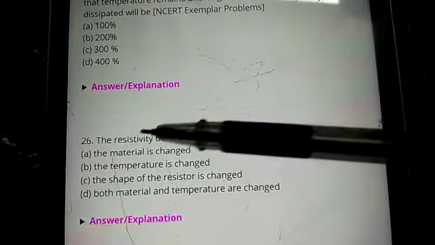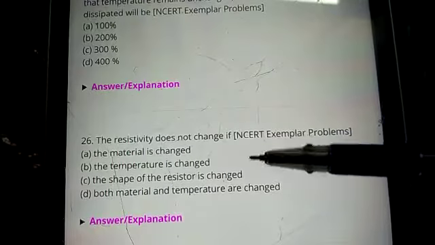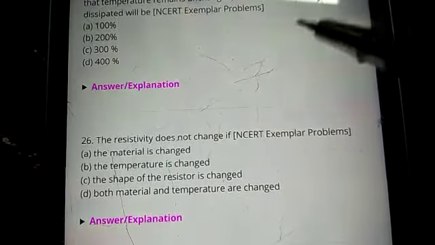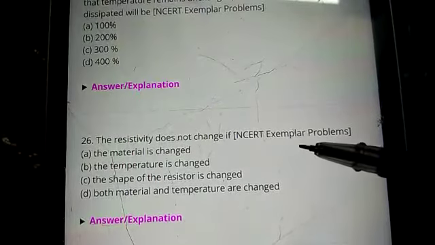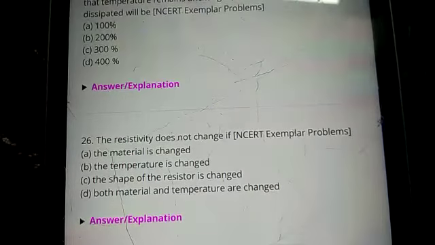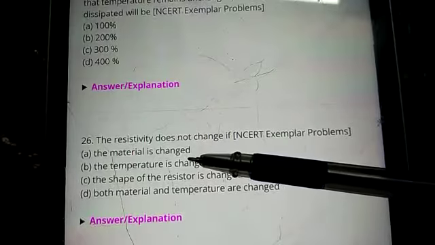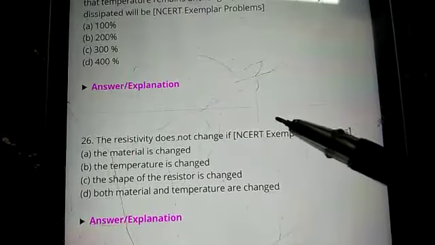Question number 26, the resistivity does not change if the material is changed. So, if you change the material, that is, if you change from copper to iron or iron to aluminum, will resistivity change? Of course, the resistivity will change. Okay. So, if the material is changed, resistivity has to be changed. So, A cannot be your option.